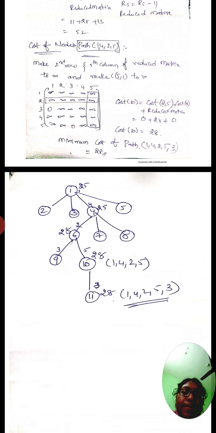Remaining vertex is 3. That node is 11. We get 28 value. The shortest possible path is 1, 4, 2, 5, 3. That is the shortest possible route of our traveling salesperson problem.